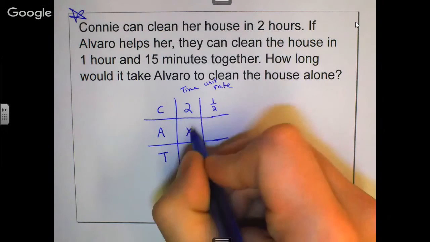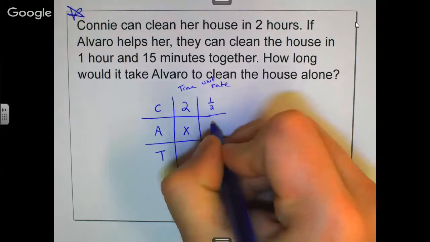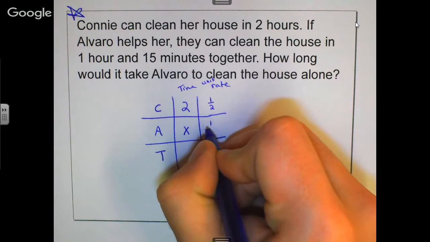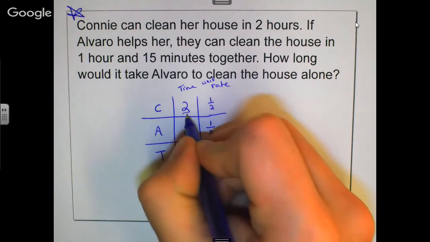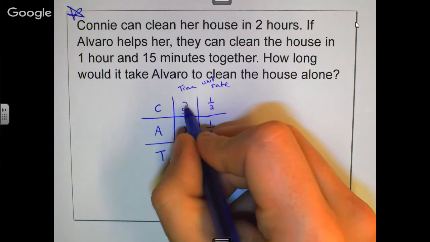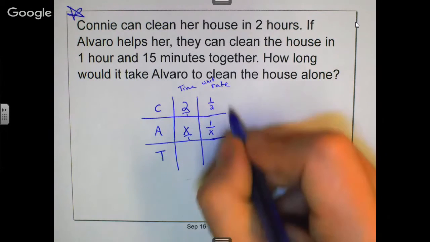Okay, if it takes him x hours to do the whole house, he can do 1 over x in 1 hour. Okay, all we're doing here is just the reciprocal. It was 2 over 1, we have 1 over 2. It was x over 1, and it's 1 over x. This is our unit rate.